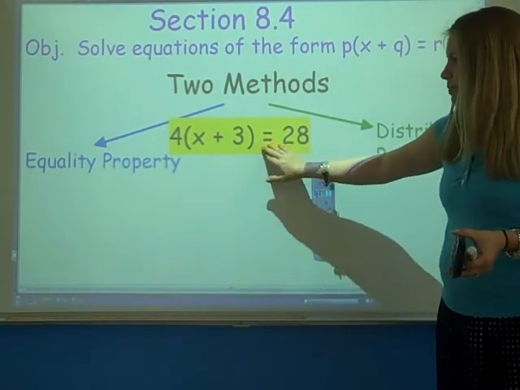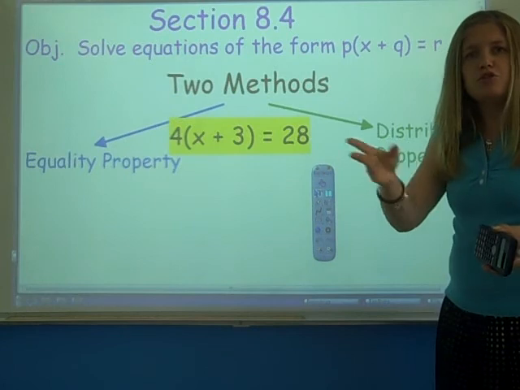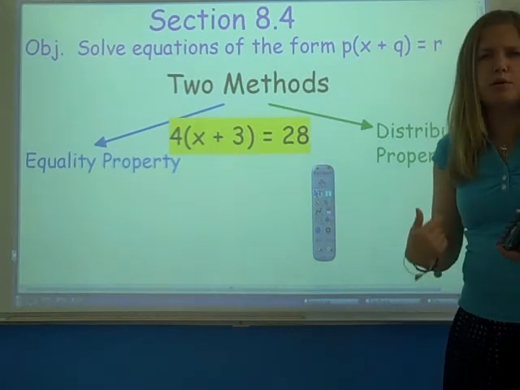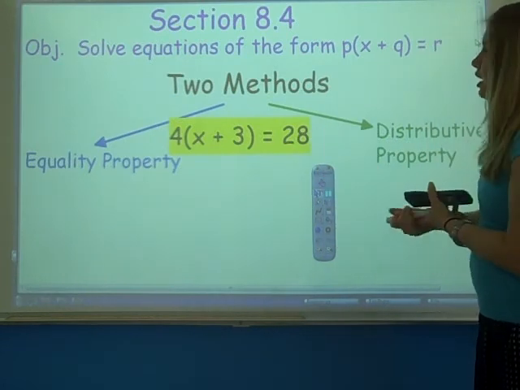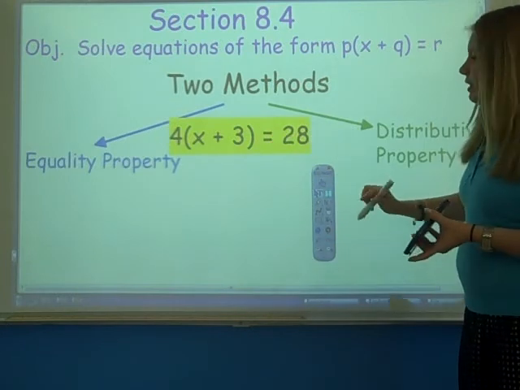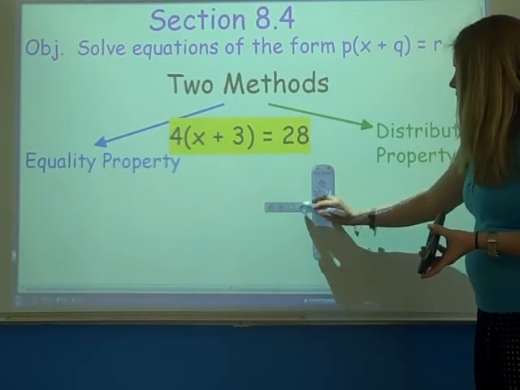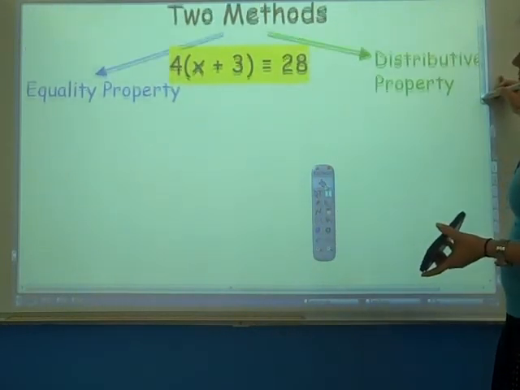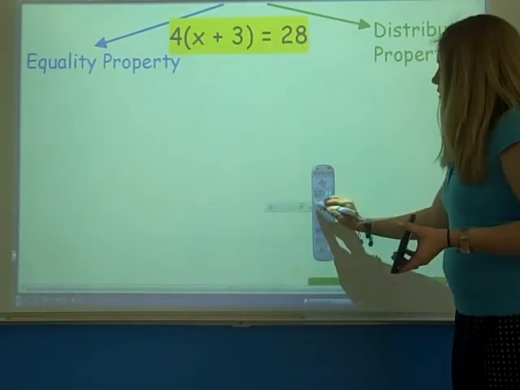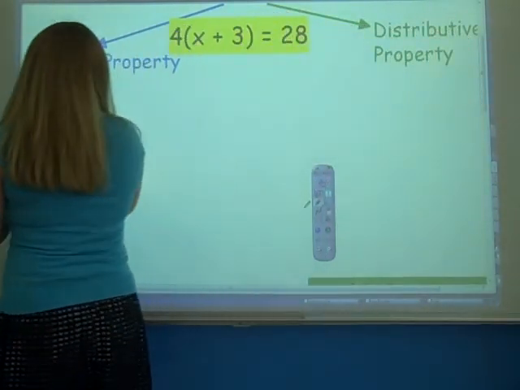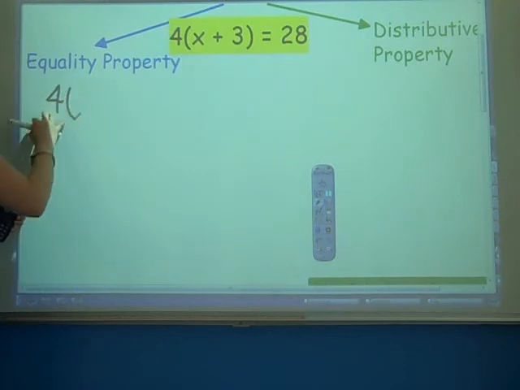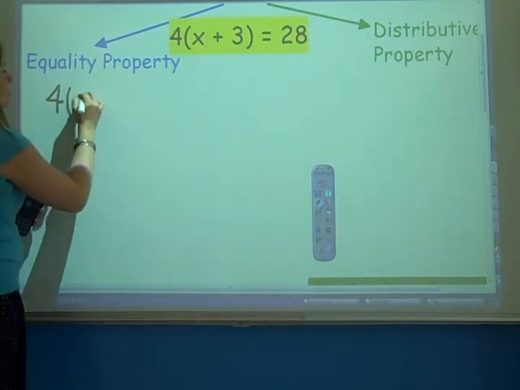You're going to do this problem in yellow with me twice, so you can learn different methods, and I'll explain which one's better to use when. So, our first method is the equality property. What this means is when you're doing something to both sides of the equation.